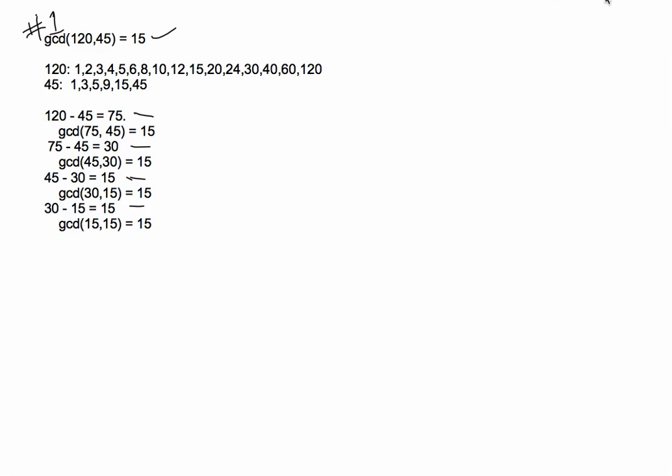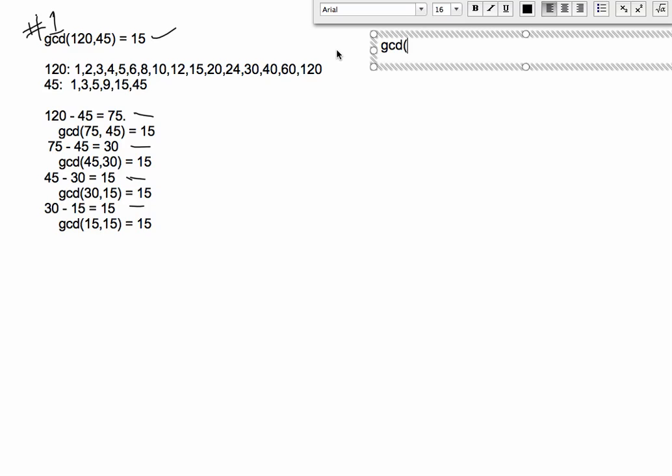What if we wanted to, say, do the GCD of 1989 and 867? Okay. Well, we can do that if we do that in a similar way.